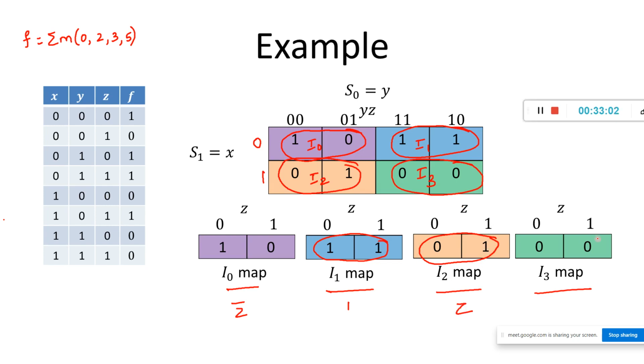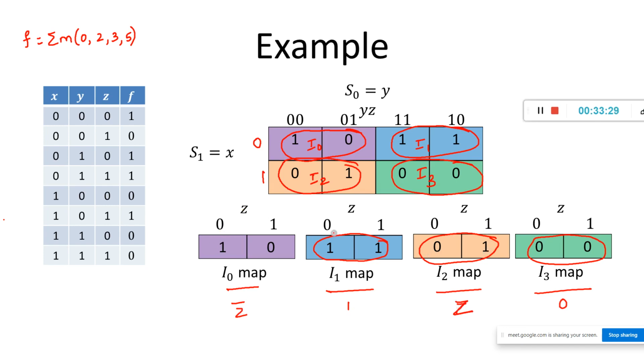So now both are 0. Group both zeros, 0. Both functional values 0 means 0. Both functional values 1 means 1. You need to check where the functional value is 1. Functional value is 1 when z is 0, z is 0 means z bar. Next here, functional value is 1 when z is 1, so it is simple z. So this is z bar.